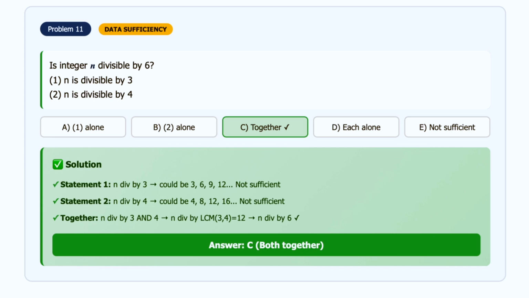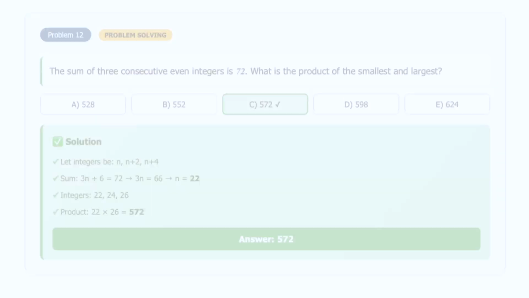Is integer n divisible by 6? Statement 1. N is divisible by 3. That's not sufficient. N could be 3, 6, 9, 12, and not all are divisible by 6. Statement 2. N is divisible by 4. Also not sufficient. N could be 4, 8, 12, 16. Together, n is divisible by both 3 and 4, so it's divisible by their LCM, which is 12, and therefore divisible by 6. Sufficient. The answer is C. Problem 12.